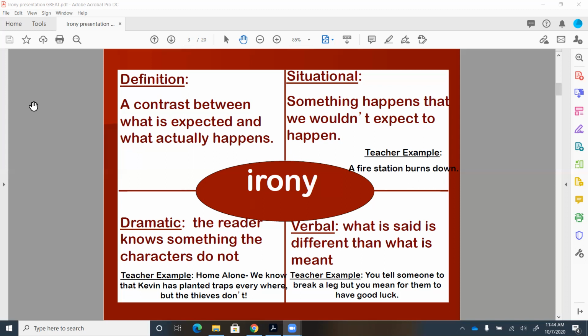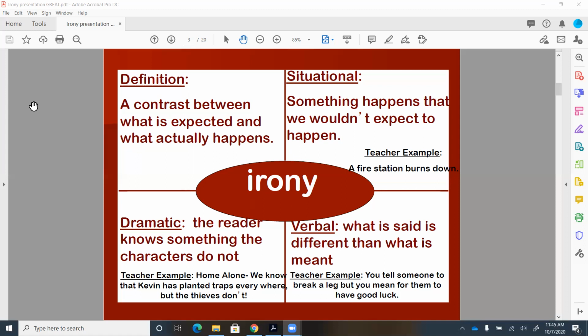The last type is verbal irony, and we come across this a lot in everyday life and maybe just don't recognize what it is. This is when what is said is different than what is meant. It can be something as simple as when someone is in a play, maybe you say, hey, go break a leg, but you really mean good luck.